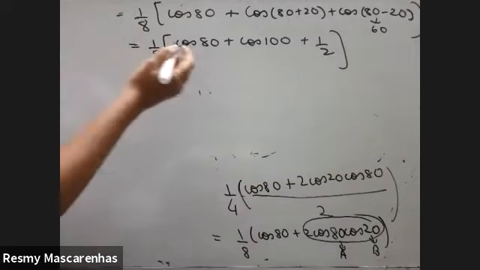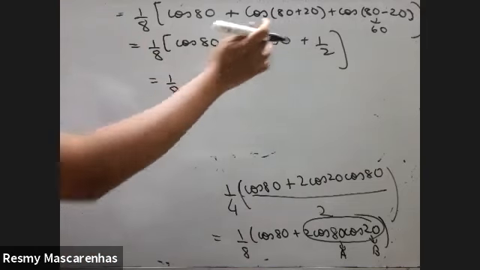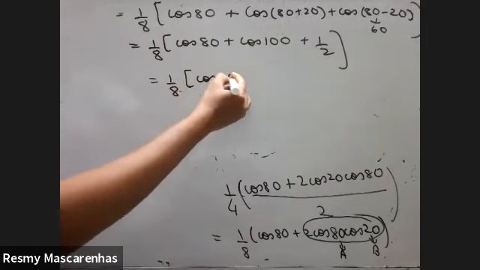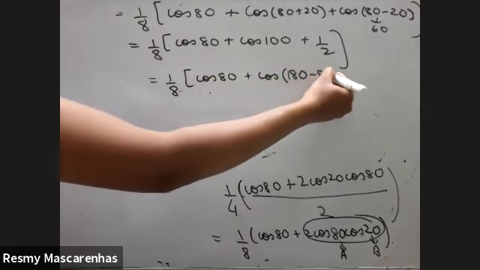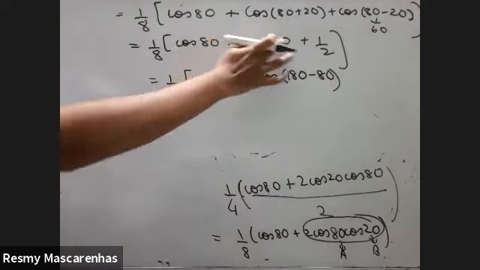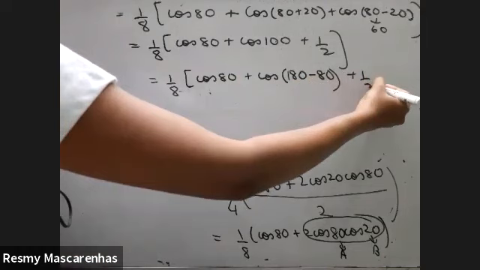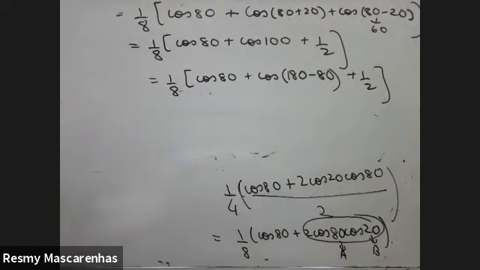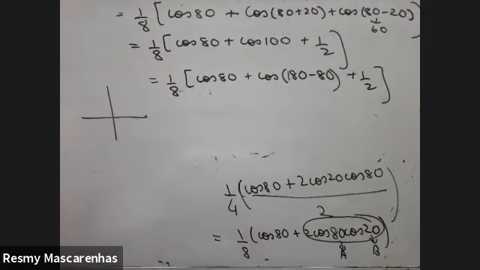Next, somehow this and this have to go. Let's see what happens. 100 is not a standard angle now. What do you do? Cos 80, you can write in terms of this. Always express this angle in terms of the standard one. 180 minus 80 will give you 100. Now let's see which quadrant 100 lies in. 180 minus 80 is 100, no? 100 is in which quadrant? Second quadrant.